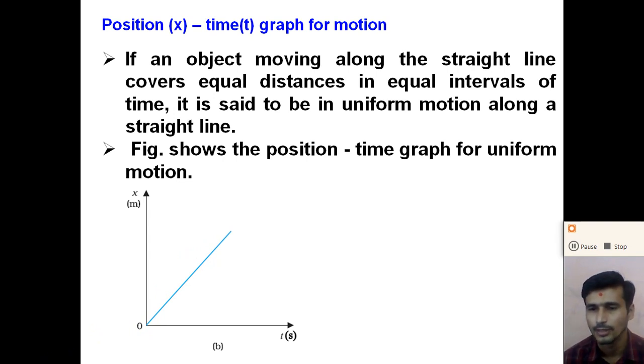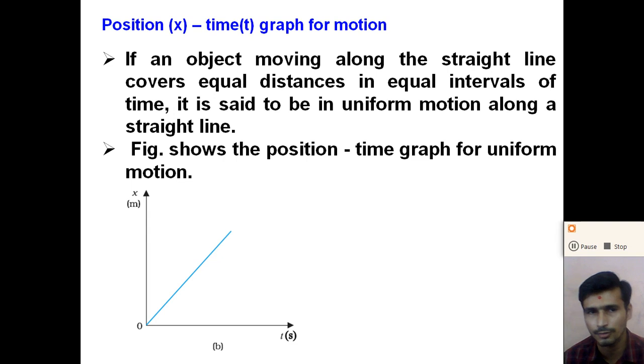Dear student, when the position versus time graph is linear in the upward direction, we can say that the object is traveling away from the origin, right? When the x-t graph is linear in the upward direction, we can say that the object is traveling away from the origin. And similarly, when the position-time graph is linear in the downward direction, we can say that the object is traveling towards the origin, right?